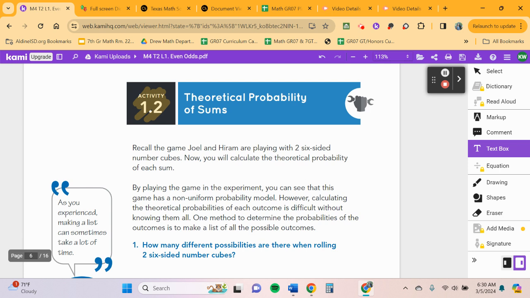So we just did experimental. Now we're going to calculate the theoretical with these two dice. By playing the game in the experiment, you can see that this game has a non-uniform probability model. However, calculating the theoretical probabilities of each outcome is difficult without knowing them all. One method to determine the probabilities of the outcomes is to make a list of all possible outcomes.